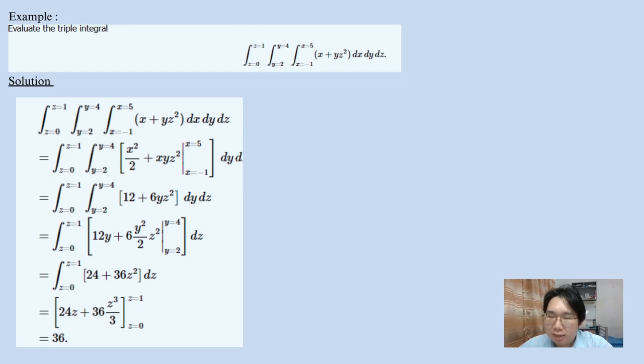Okay, now let us come to the first example for triple integral. The question wants us to evaluate the triple integral as shown below, which is x plus yz squared, integrate dx, then integrate dy and integrate dz. And this is the solution. You can just directly integrate according to every upper boundary and lower boundary, but you should start from dx, continue by dy, then dz. After all, the final result you will get for this question is 36.